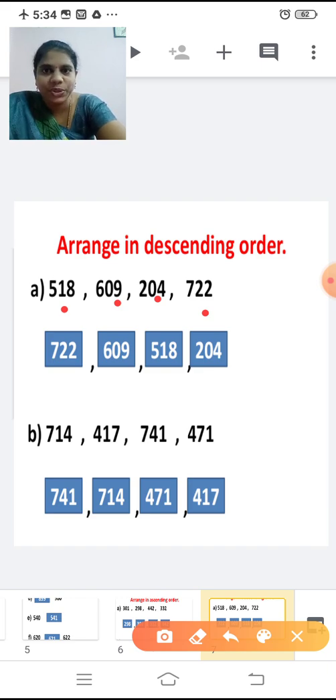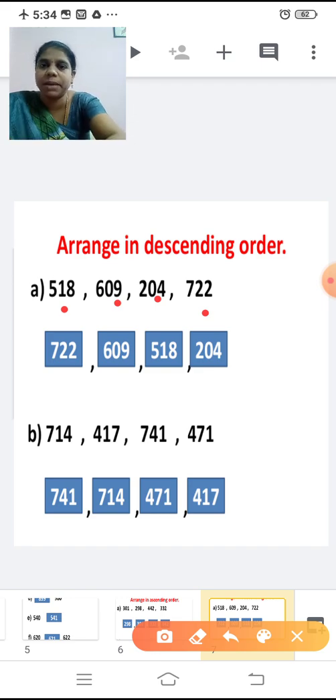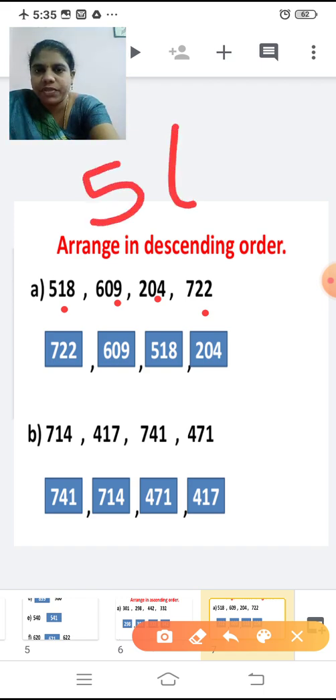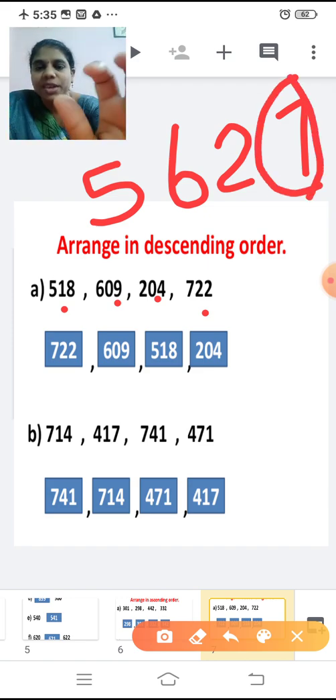So what we have to do? Yes, so we have to arrange from the bigger number to the smaller number, right? Which is the biggest number, tell me? So compare the digit at the hundreds place. In first number we have 5. Second number we have 6. Third number 2, last number 7 in the hundreds place. Now tell me which is the biggest one? Yes, 7 is bigger, right? So 722 is the biggest number.